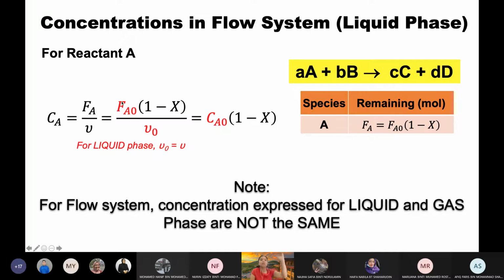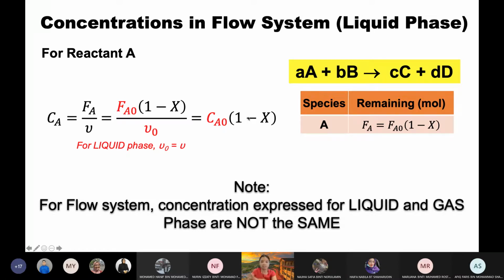Kalau saya bagi FA0 di atas dengan epsilon naught yang di bawah, I get CA0. So kalau kamu perasan, CA sama dengan FA per volumetric flow rate, epsilon. So now it become FA0 dalam bracket 1 minus X per epsilon naught. FA0 divided by epsilon naught, I get CA0. In bracket, the 1 minus X is still there.